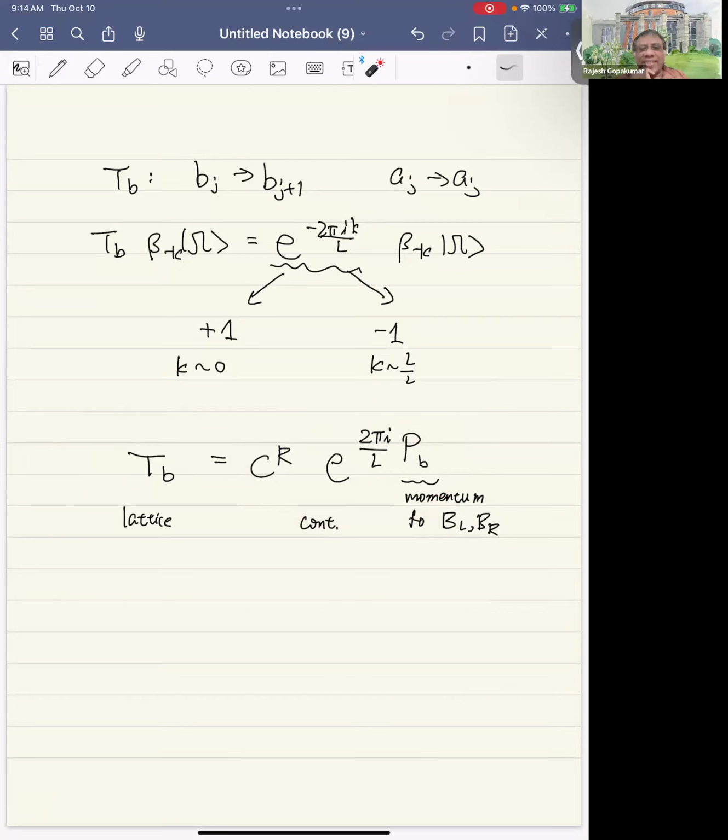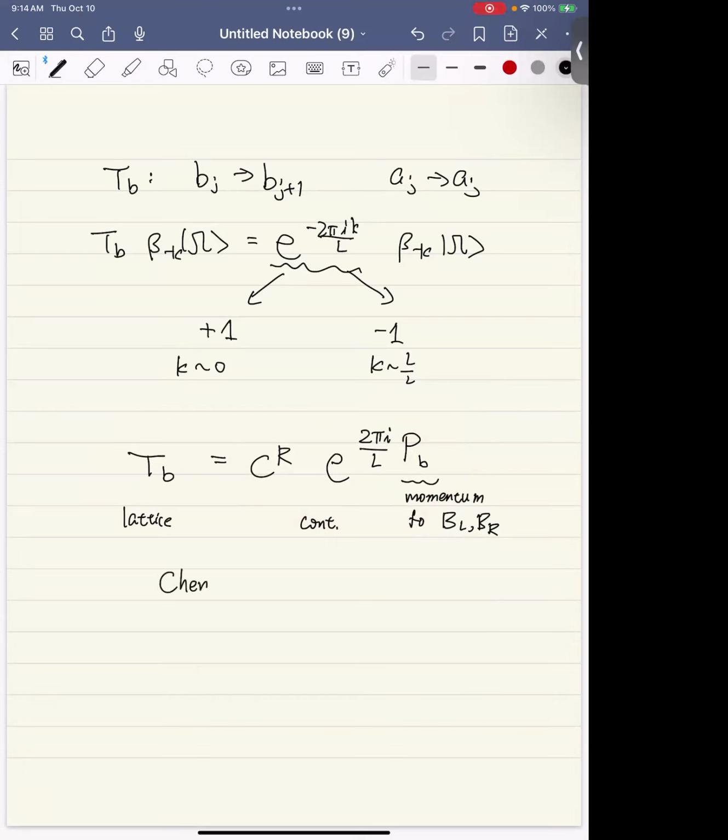By the way, I should say that this kind of equation was discussed by Meng Cheng and Nathan Seiberg in 2022, and they refer to such symmetry as emanant symmetry.